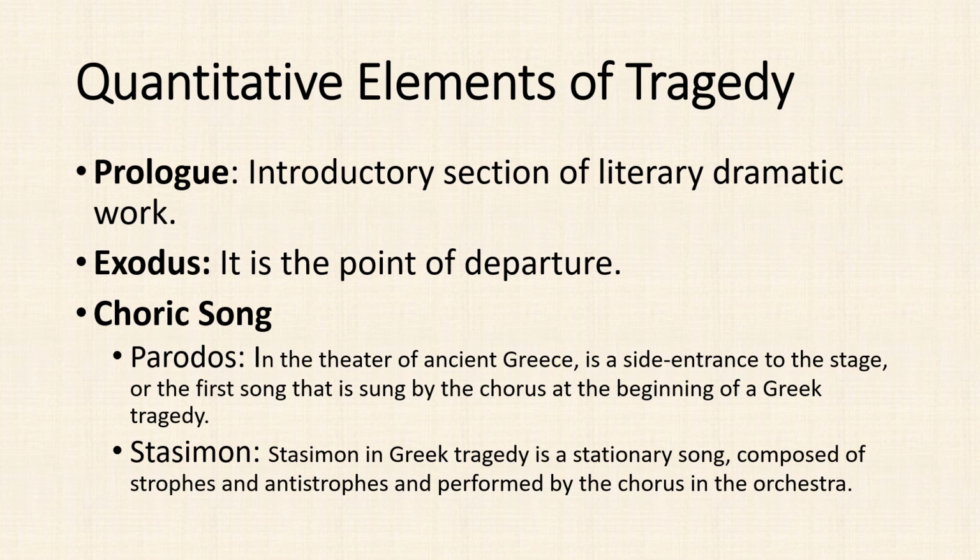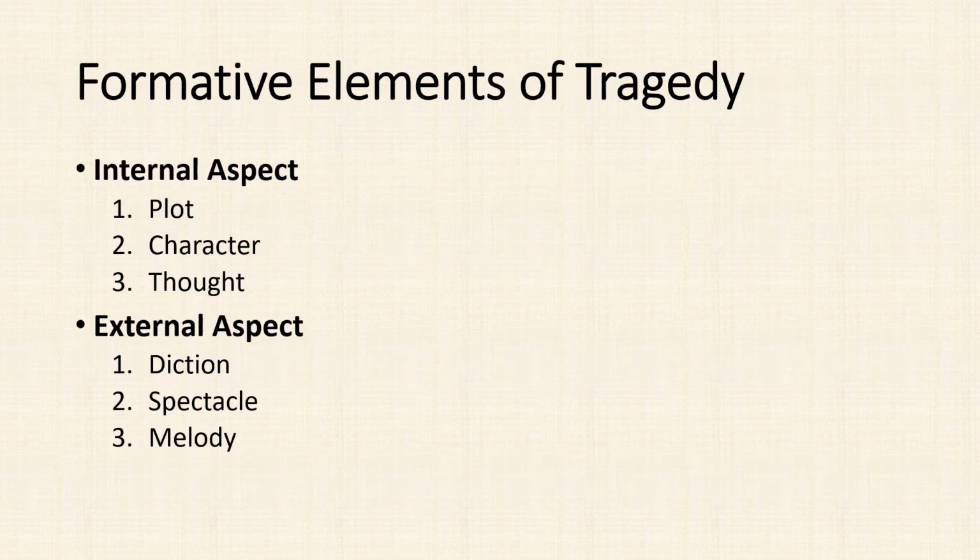And the third is choric song. Choric song is further divided into two parts. Parodos, it is in the theatre of ancient Greece, is a side entrance to the stage or the first song that is sung by the chorus at the beginning of a Greek tragedy. Stasimon. Stasimon in Greek tragedy is a stationary song composed of strophes and antistrophes and performed by the chorus in the orchestra.